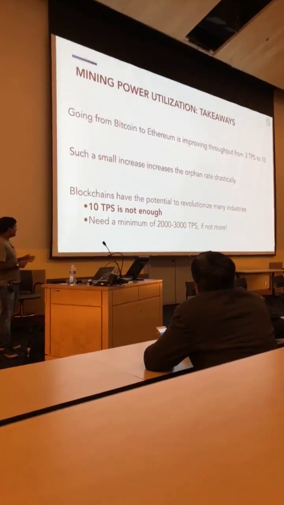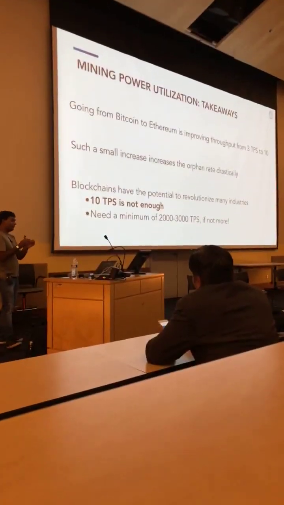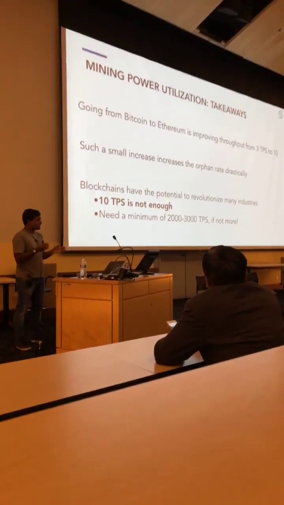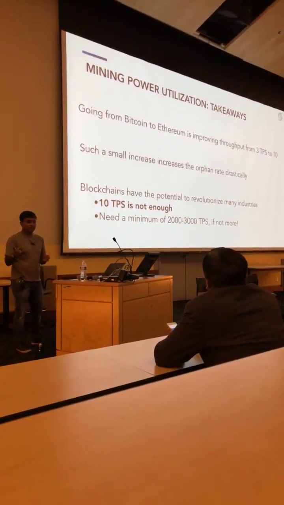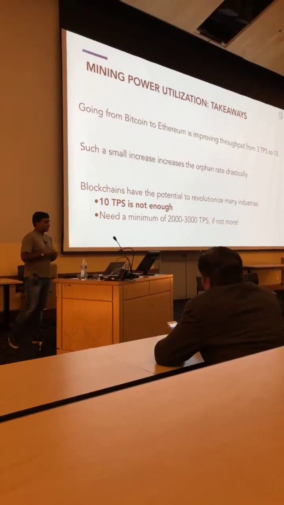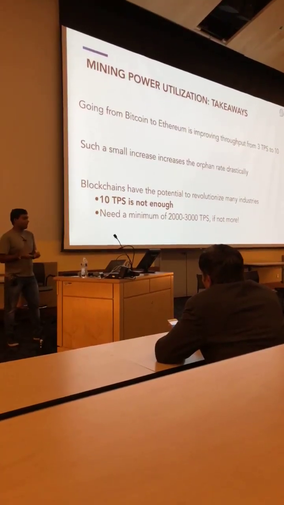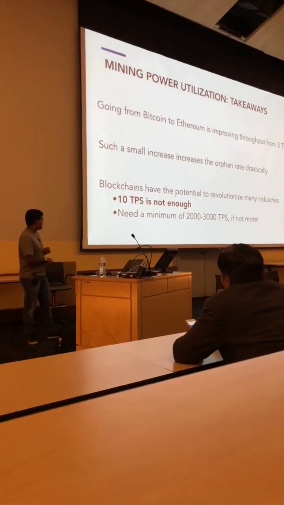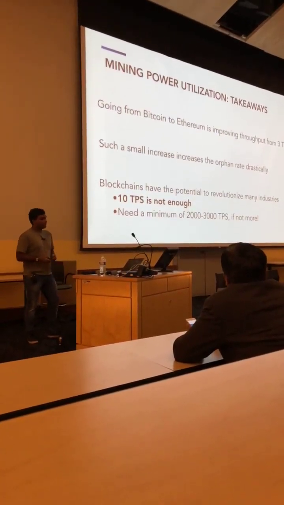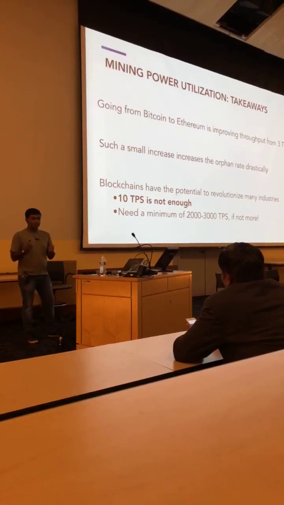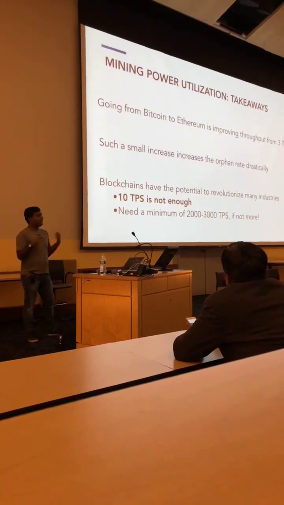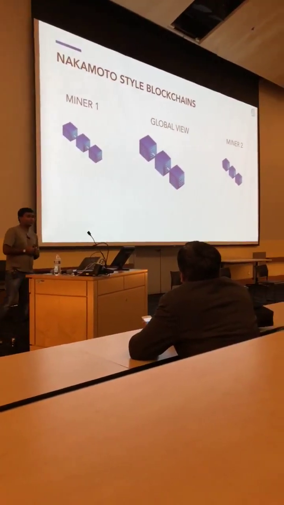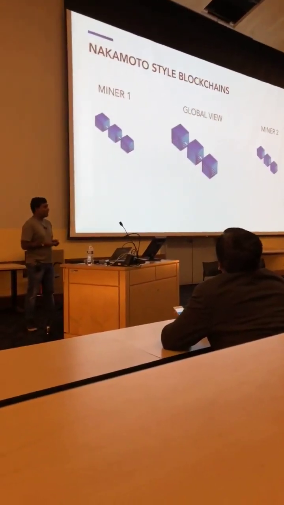So the takeaway here is that improving throughput from 3 transactions per second to 10 transactions per second increases the orphan rate from less than 1% to 6%. Now, we're here because blockchain has the potential to revolutionize many industries. 10 transactions per second is really not enough. We need at minimum a Visa scale, 2,000 to 3,000 transactions per second, if not more than that. So we go back and we revisit the fundamentals to see why these forks are happening.